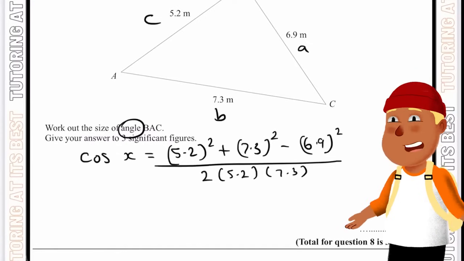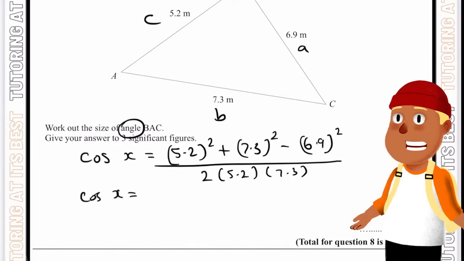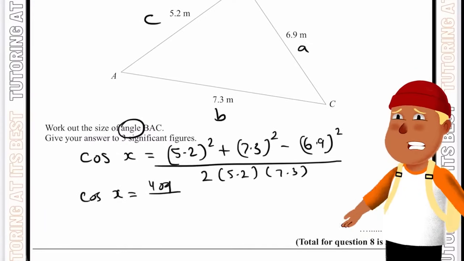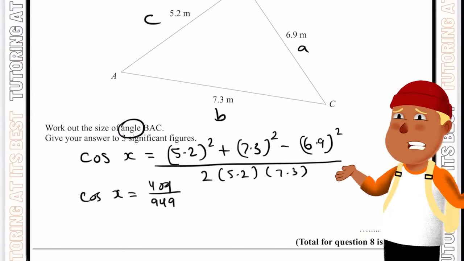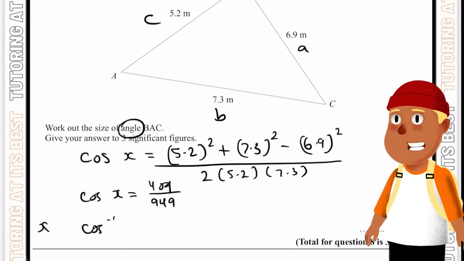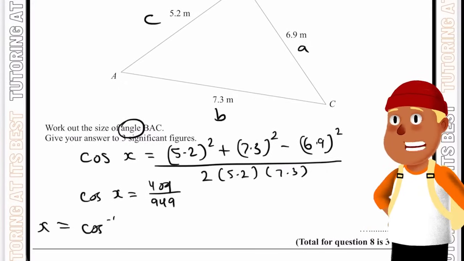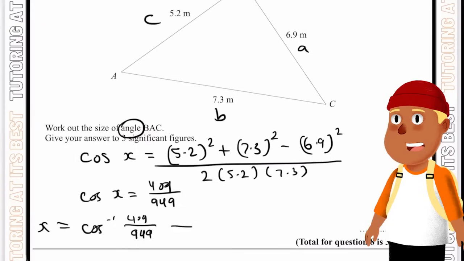Once I've done that, I then have cos x, which equals 409 over 949. But if I get the cos inverse of this, I'll have x equals cos inverse 409 over 949, which then gives me 64.5 to 3 significant figures. And there we are. Marvelous work.